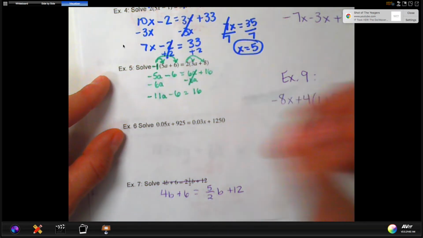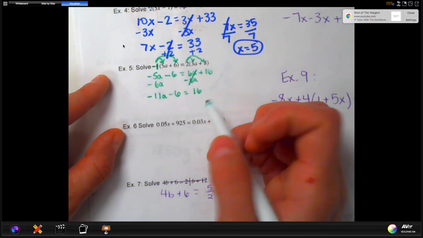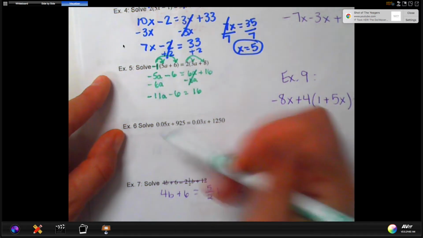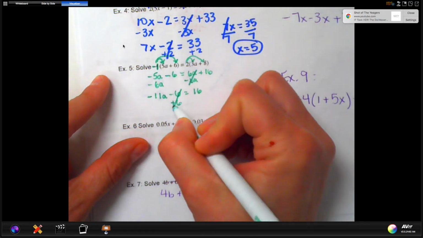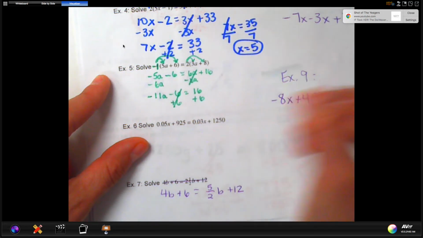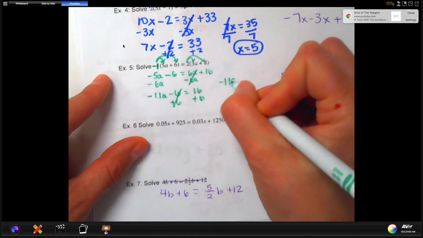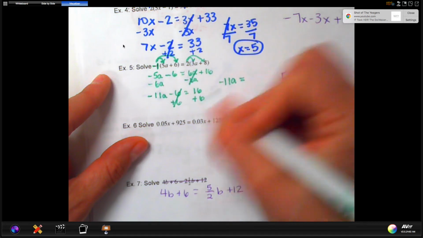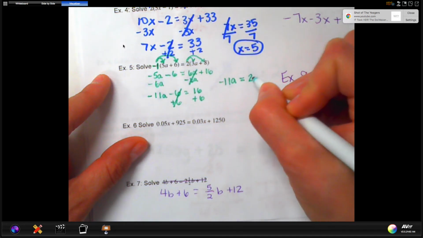Okay, now a is on the left. We got to get all those numbers to the right side by undoing what's there. So to undo a -6, we would add 6 here and add 6 over here. And I'm going to move it over here. So -11a is what we have on the left. Our equal sign is still there. And then 16 plus 6 would give us 22.